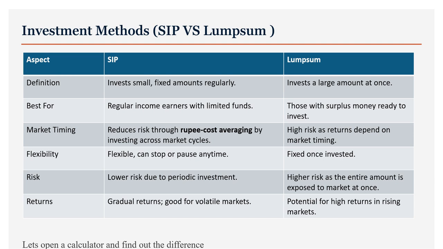And what is best for it is regular income earners with limited funds. As I told, it is best because your income will be systematically invested in one place. And lump sum is for those who will invest a big amount. And on market timing, in SIP, it reduces risk because of rupee cost averaging, right? By investing across market cycles. That means every month, on that date, whether the market is up or down, you are going to invest at that time.